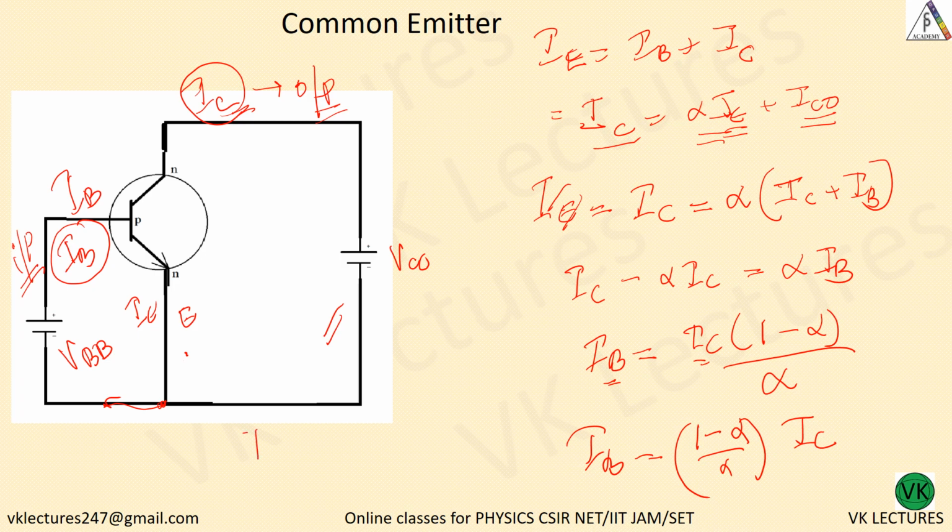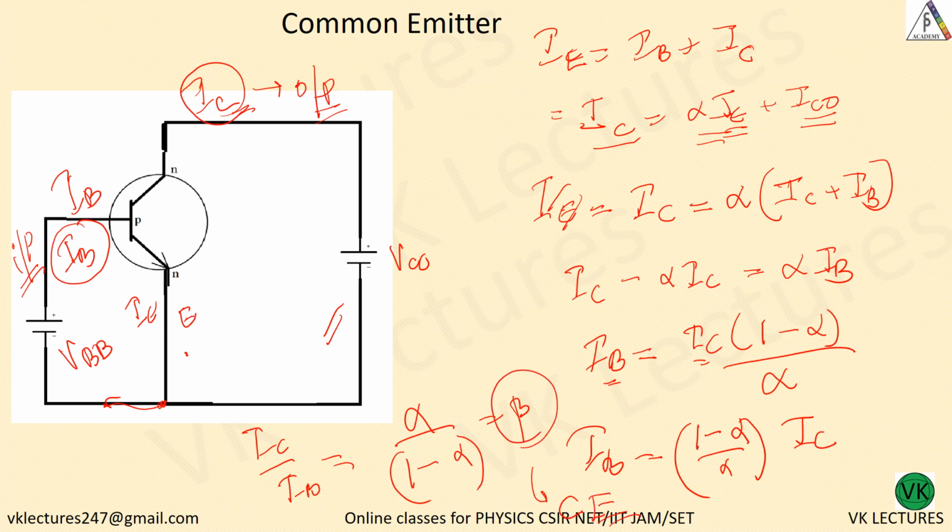So IC by IB is equal to alpha divided by (1 minus alpha). And this particular value is called beta, or the current amplification factor in common emitter. Beta is equal to alpha by (1 minus alpha).